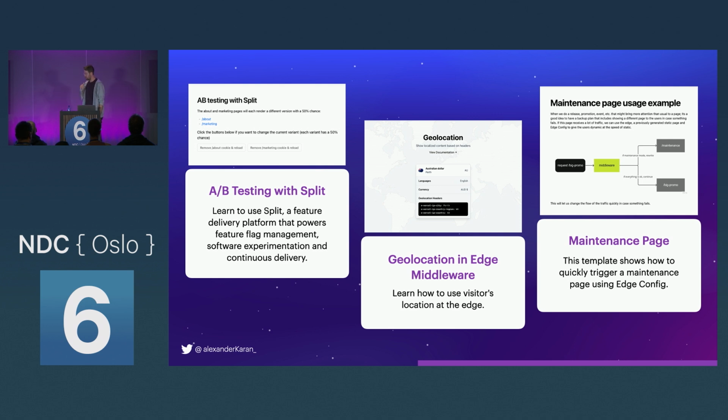Another great example here is the maintenance page. We've all released a feature or something new, or traffic spiked and things crash. Well, we can render an edge config that has like a maintenance flag in it, turn it on, and we get a maintenance page instead of the web application.